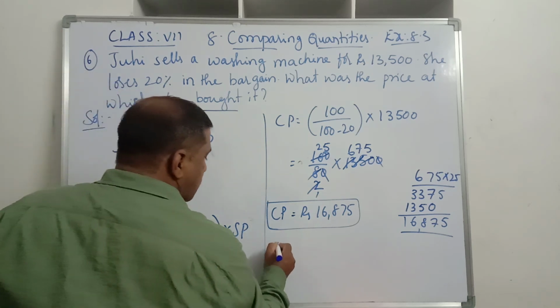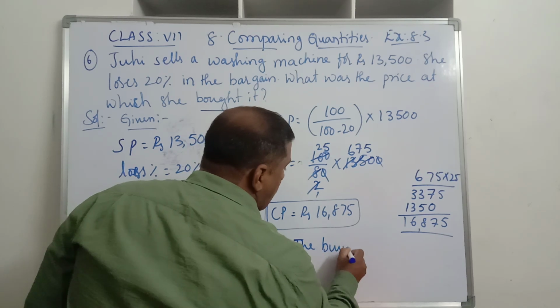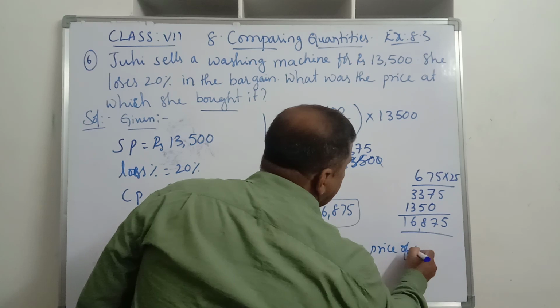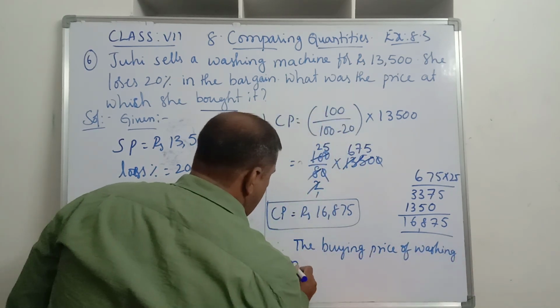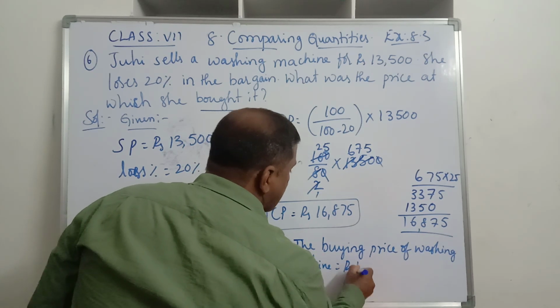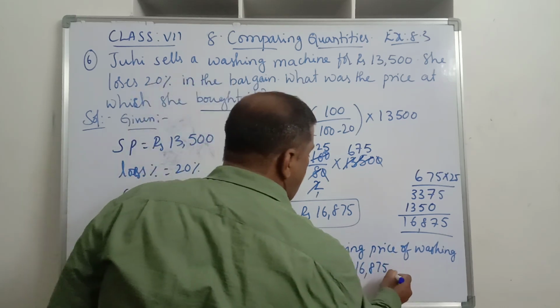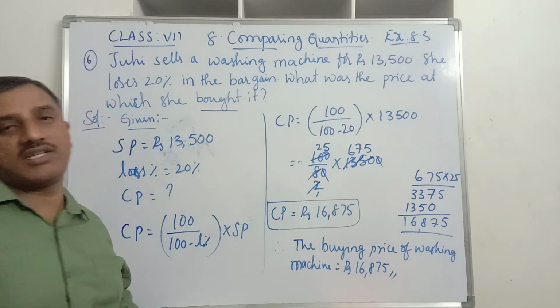So the cost price, the buying price of the washing machine, is equal to how much? It is rupees 16,875. That is the buying price, or the cost price, of the washing machine.